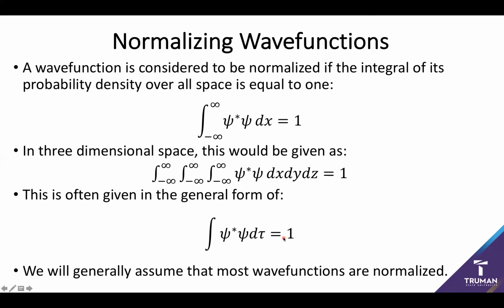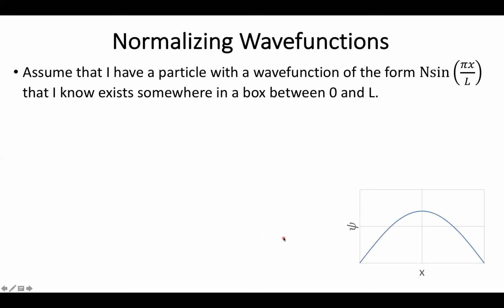So let's start with a simple wave function. Let's say I have a particle with a wave function of sine(pi x over L) that I know exists somewhere between 0 and L. I want to find out what my normalization constant is for this wave function. Just for some background, sine(pi x over L) should give me a wave function that looks like this going from 0 to L. So I know that my particle is constrained somewhere in this distance L.